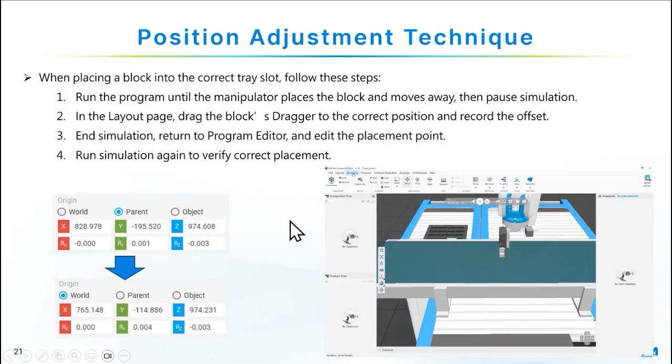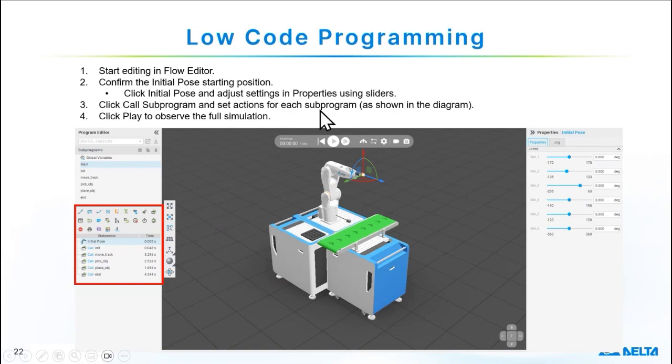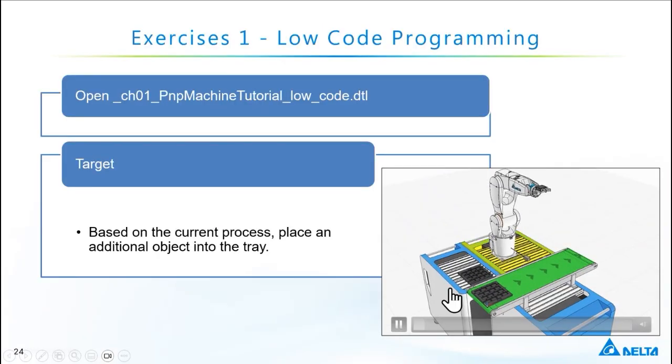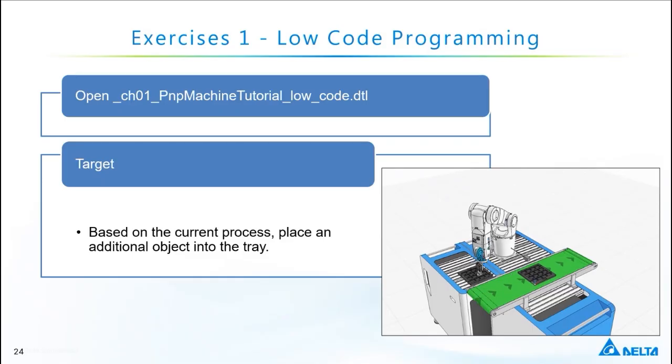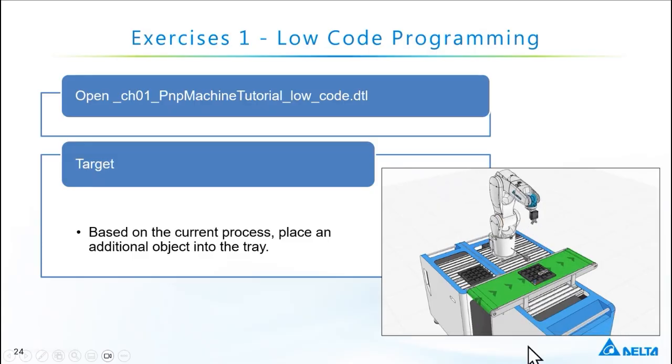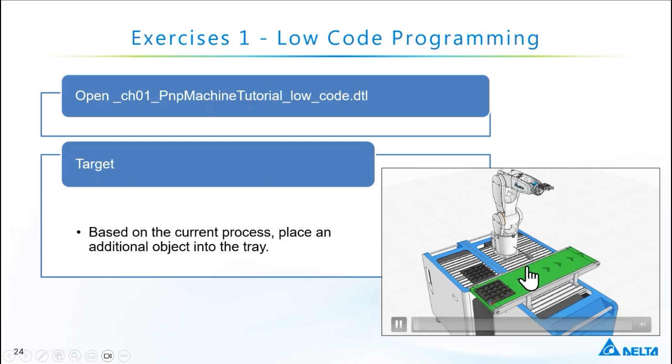Because in this stage we are not under a simulation, we are going to alter the properties of the program. Okay. And based on this example, we have a quick exercise. We want everyone to generate another object and put it on the left side. We can create one more object and put it on the tray.